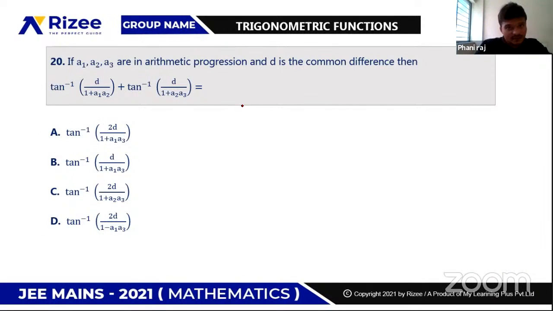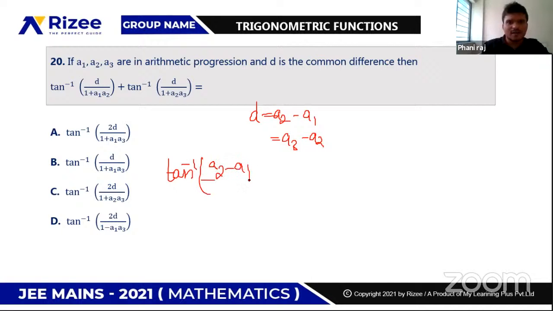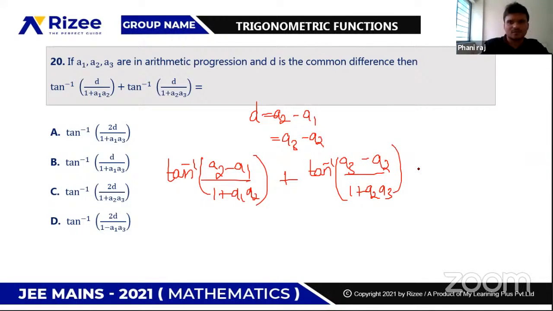Next, the 20th one. This is also something just like the telescopic series. So we'll see how we should write it as a telescopic series. D equal to A2 minus A1. It is also equal to A3 minus A2. So we'll do this: tan inverse of A2 minus A1 by 1 plus A1 A2 plus tan inverse of A3 minus A2 by 1 plus A2 A3, the same as tan inverse of A2 minus tan inverse of A1 plus tan inverse of A3 minus tan inverse of A2. Cancel them both.